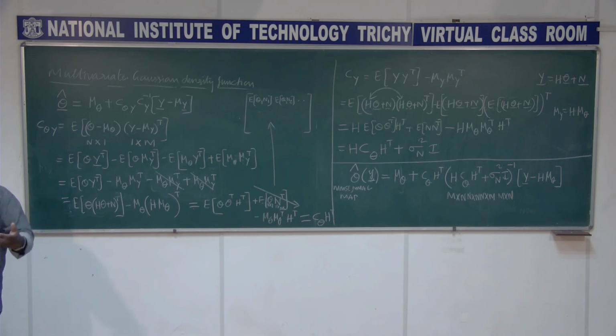Here, you know what the density function is. Once you write the density function expression, you would like to maximize it, so you have to find the solution that maximizes this function. The multivariate Gaussian density function I have already written: 1 by 2 pi power n by 2, Cx, power of e power minus of x minus mu x, transpose Cx inverse, x minus mu x.